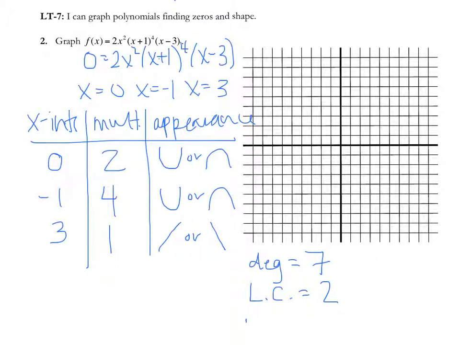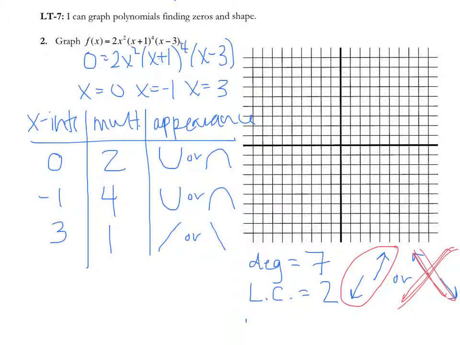Now whenever we have an odd degree, we know that our graph is either going to go up to the right, down to the left, or it'll go up to the left and down to the right. And we want to think about which of those cases this is. In this case, we have a leading coefficient that is positive, so it's going to be this situation, not this situation.